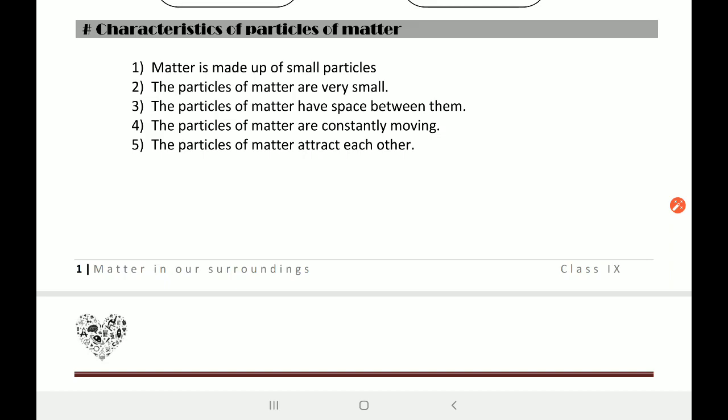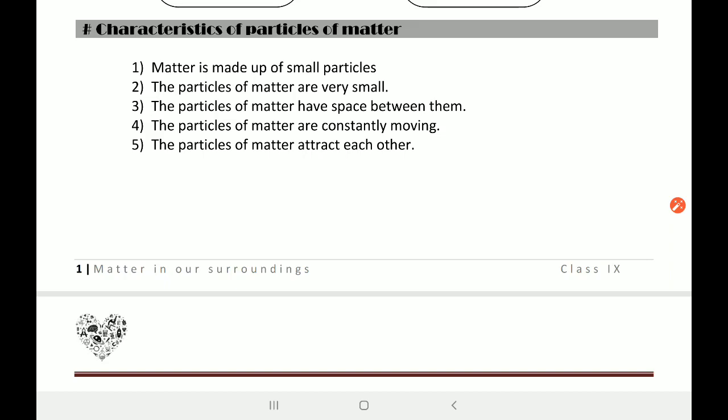If you open the tap of water and I ask you to cut the water stream, isn't it impossible to cut it, right? Because particles always try to be together. That's the reason the flow of liquid you cannot cut, right? It is because the particles always want to be together.